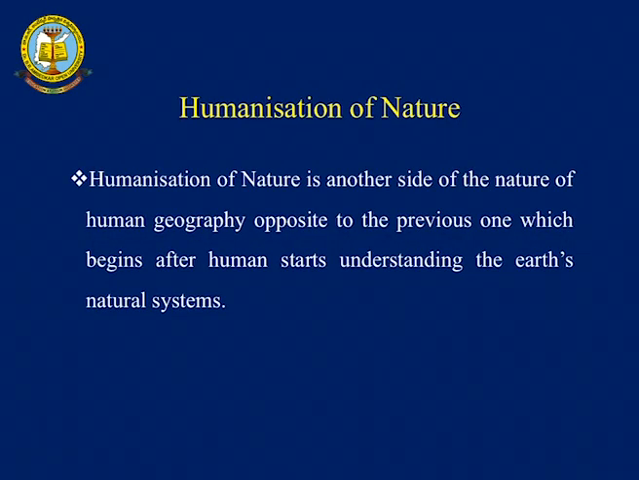Then the next component is the humanization of nature, which is another side of the nature of human geography, and is quite opposite to the previous one. The word itself means humanization of nature. Over a period of time, as human civilization has expanded, the needs of human beings have increased. So human beings have shifted from a state of need to a state of freedom, isn't it? State of need to state of freedom.